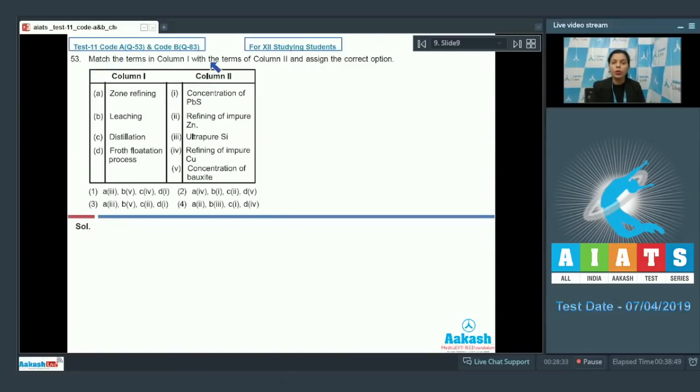Match the terms in column 1 with the terms of column 2 and assign the correct option. We have column 1 given here in which several processes are given: zone refining, leaching, distillation, froth flotation process.